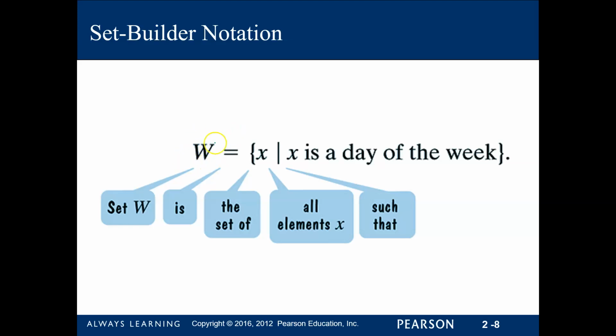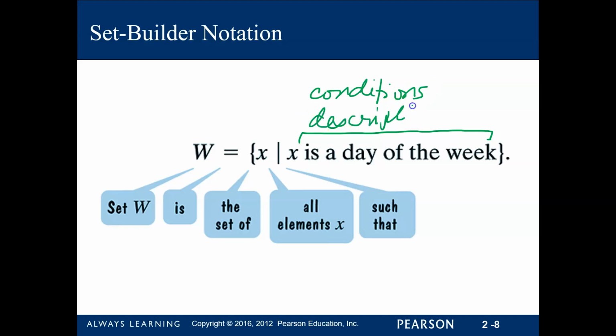You have the name of the set, equal sign. Now you can see here that there is a variable x. So this is read as all elements x. We do not know which elements they are. That's why they are represented by the variable, such that, this vertical line separates the elements from the condition. So this part is the conditions or the descriptions of how an element will belong to the set.